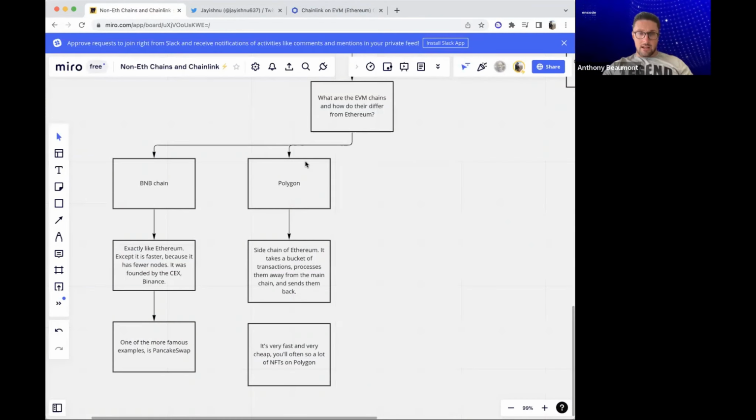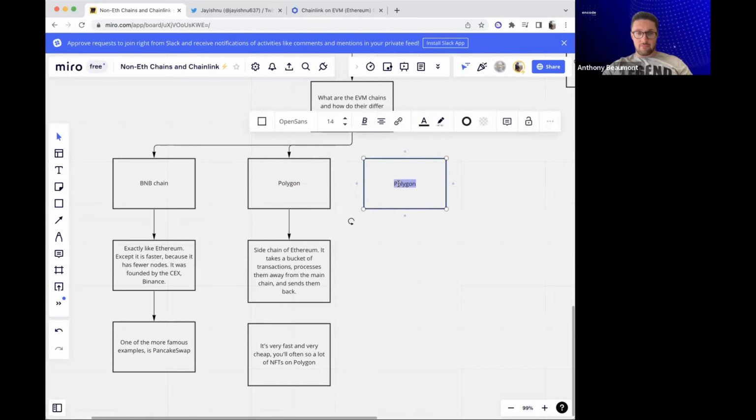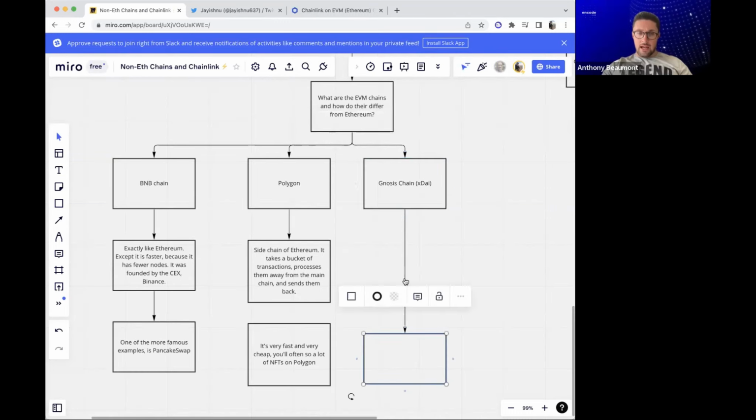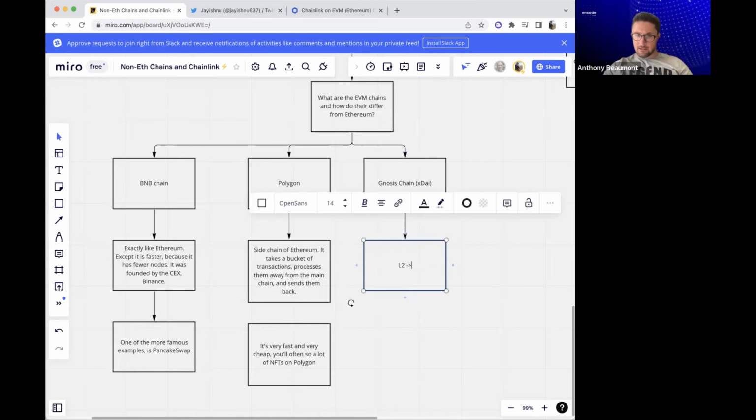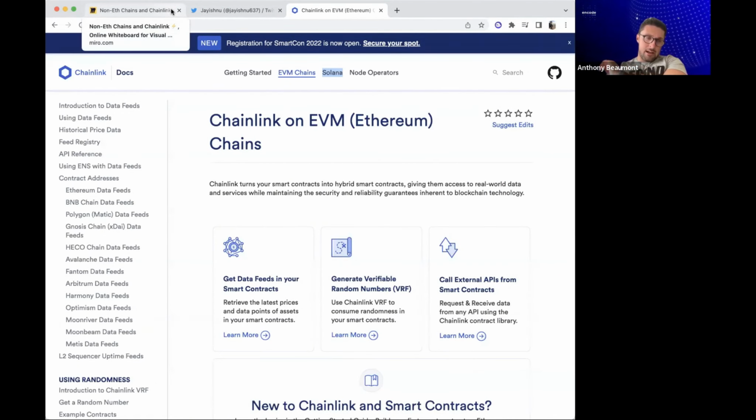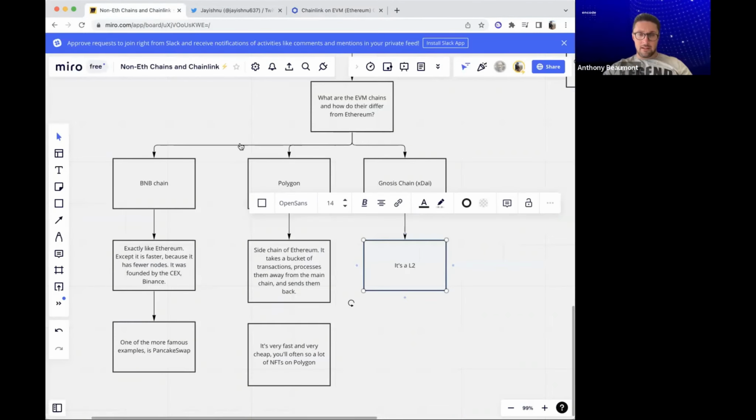Congratulations to us. You've also got Gnosis chain, which is by the Gnosis team, obviously. And this used to be called xDAI. They merged, and it is another layer 2. We'll talk about layer 2s maybe a bit later. There's a lot of non-Ethereum chains. Hecko, I don't really know so well, so I'm not going to talk about it.